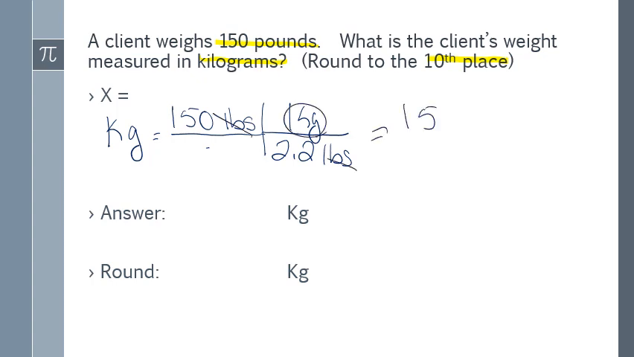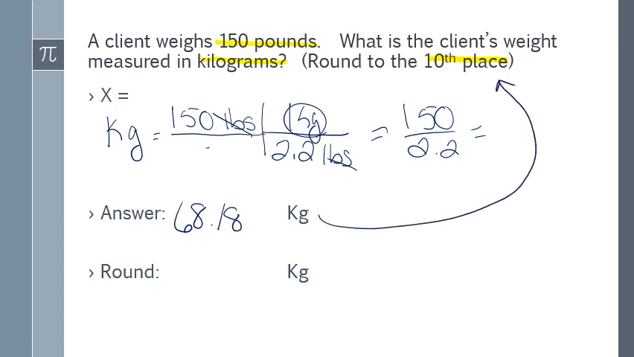All you need to do is now divide, and you will be left with 68.18. But remember, we need to go to the 10th placeholder. So we need to look at this number over on the side, and 5 and higher is round up. So now we know our final answer will be 68.2 kilograms.